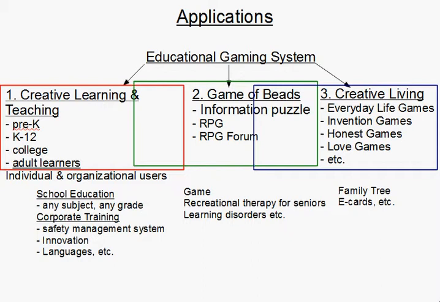So our system has several components, and think about we are building a puzzle. We start with 3 boxes of a puzzle. One box is creative learning and teaching, and it could be for pre-K, K through 12, college, adult learners. Another box is the game of beats, information puzzle, role-playing game. That's really this very game which I'm playing now.